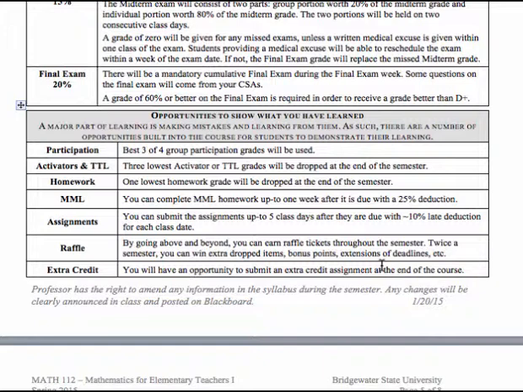So in this way, I have a number of different components of the course that you may want to pay attention to. First of all, participation. The best 3 of 4 participation grades will be used. So if you did not have a good group experience in one of the groups, that particular experience will be dropped.